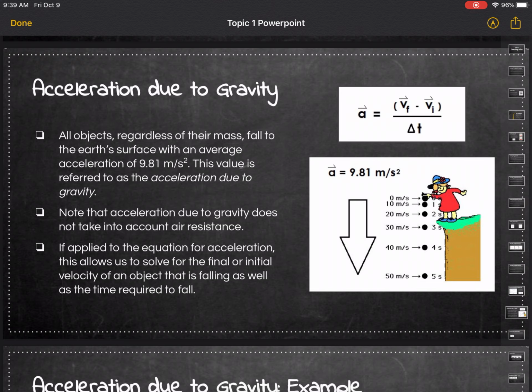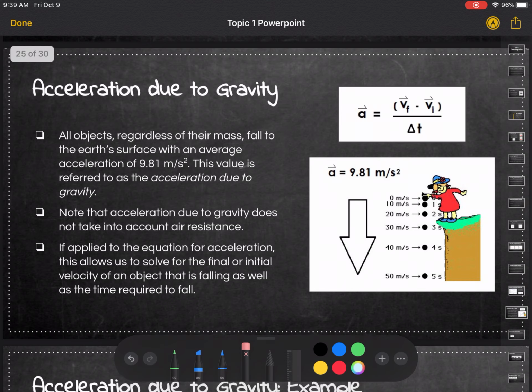Another formula, it says acceleration due to gravity. It says all objects, regardless of their mass, fall to the Earth's surface with an average acceleration of 9.81 meters per second squared. This is a positive number, so they should really put a positive there. This value is referred to as the acceleration due to gravity. So if we ever see in a question gravity, or it's talking about something falling, you're always going to know the acceleration is 9.81. Regardless of where you are on Earth, that's going to be your acceleration.